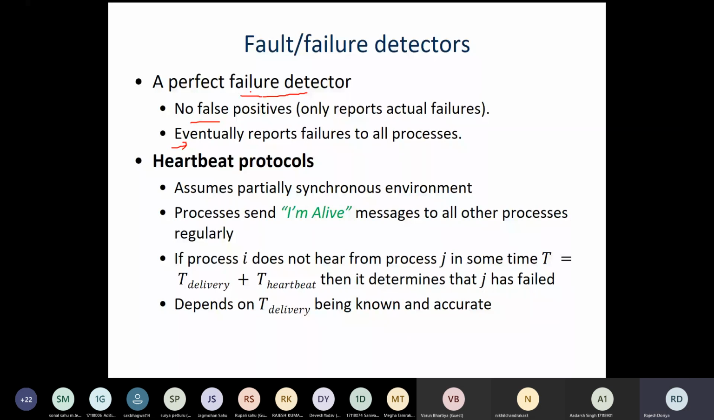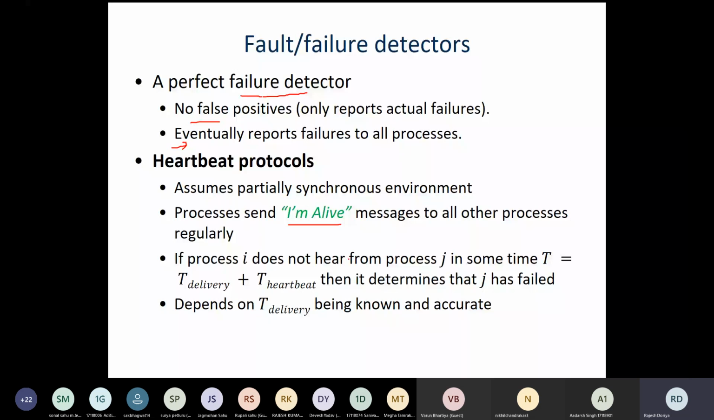detector. Okay. Then we can have one algorithm called the heartbeat protocol, or the heartbeat algorithm, through which we can identify whether a particular process is working or not, or whether a process has failed or not. This is a very primitive one. It assumes a partially synchronous environment. That means again some notion of time bound will be there. If a process sends an I am alive message to all the other processes regularly, then we can say that that particular process is alive, whoever is sending this particular message, right?